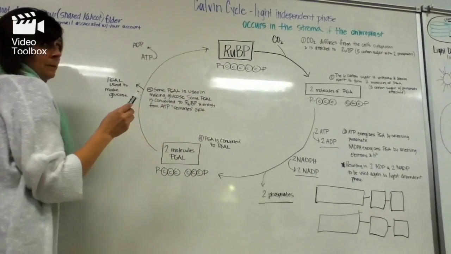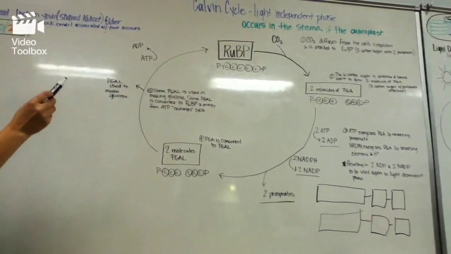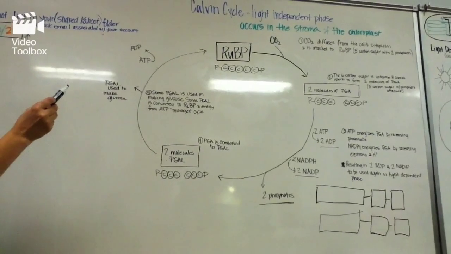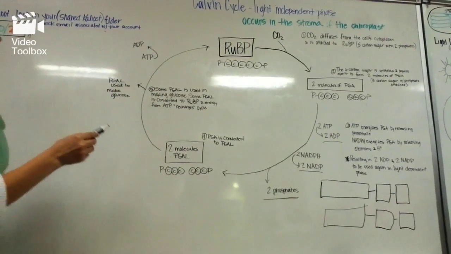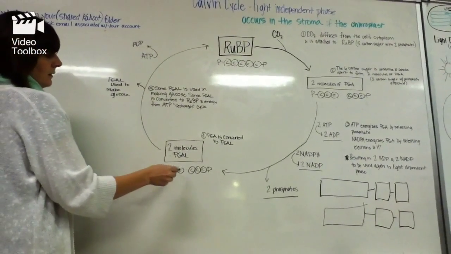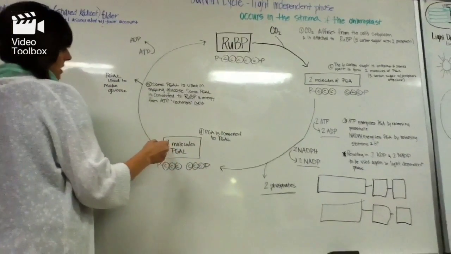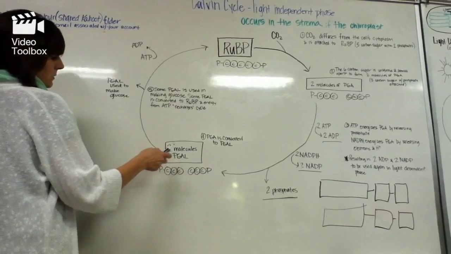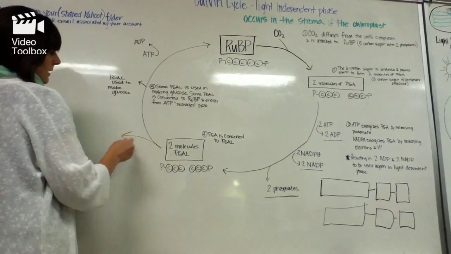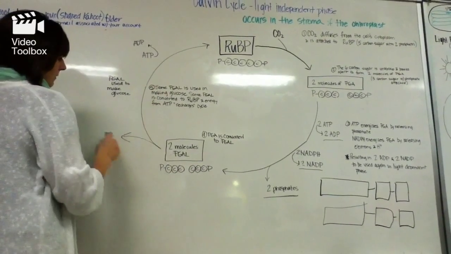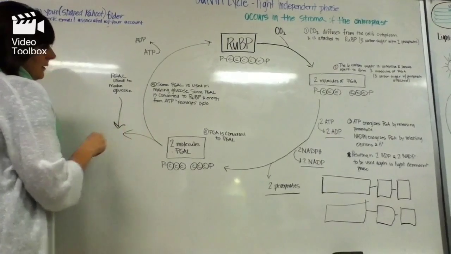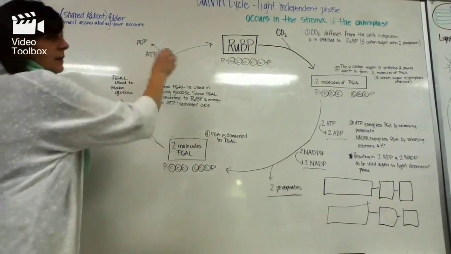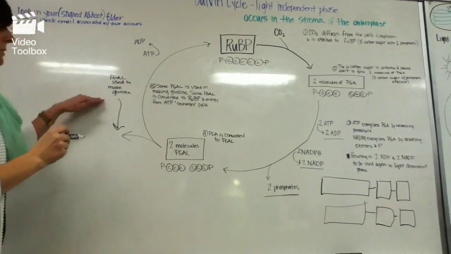Why does the PGAL come before it's used to make glucose then? Like at the bottom, right here? Well, the PGA was made into PGAL. It's not necessarily coming before, so I could draw it like this. Some of it goes out right here. What's its purpose if it goes out? To make glucose. Oh.